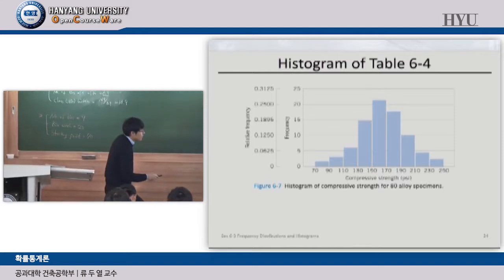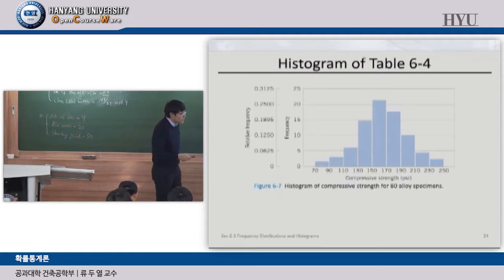And based on this determination, we can calculate the frequency, right? The frequency is the number of samples included in each bin. And also, based on this frequency and the number of test samples, we can calculate the relative frequency. So from this process, we can construct this histogram. As you can see here, this histogram has a very nice shape, and the shape of this distribution is very close to the normal distribution.